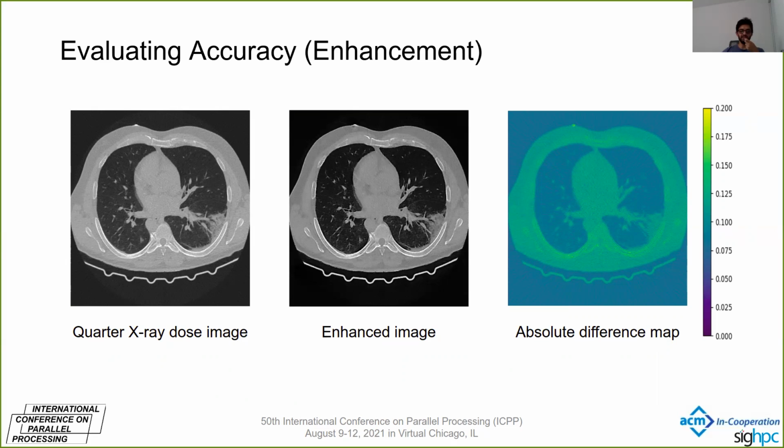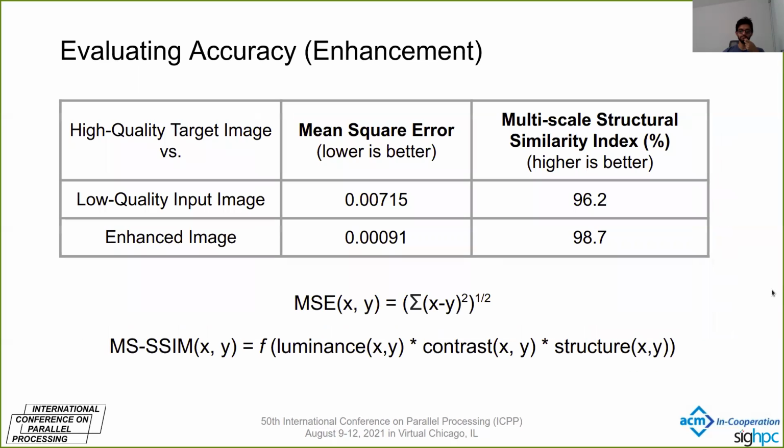The result of image enhancement is shown in the figure. Enhancement AI removes almost all the noise and missing view projection artifacts present in the input CT image. Quantitatively, Enhancement AI reduces the mean square error and improves the multi-scale structural similarity index between the high-quality target image and the enhanced image.